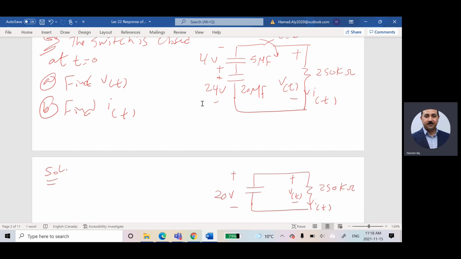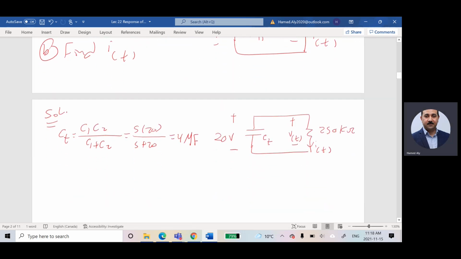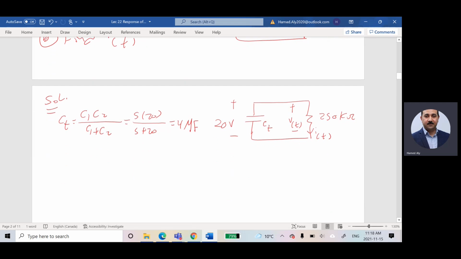Now, what about C total? I will say C total is equal to C1 times C2 over C1 plus C2. So this is considered as C total. C total will be equal to 5 times 20 divided by 5 plus 20, which is equal to 4 microfarad. Now, I can use my equations for finding V of t and for finding I of t.